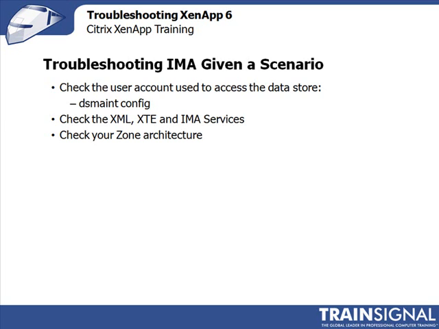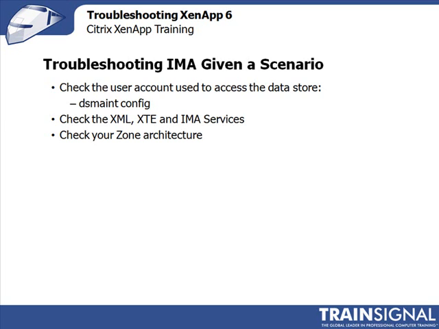The other thing to check is whether the XML service is running and whether the XTE service is running. As you know, the XTE service will only run if session reliability is turned on within the farm. If that's turned on, then the XTE service should be running on your XenApp server. If it's not, that could possibly be affecting the IMA service. The other reason for the IMA service not starting could be the zone architecture. Maybe that's not ideal, and there's way too much communication between the different servers, which is causing the IMA service to not function properly.